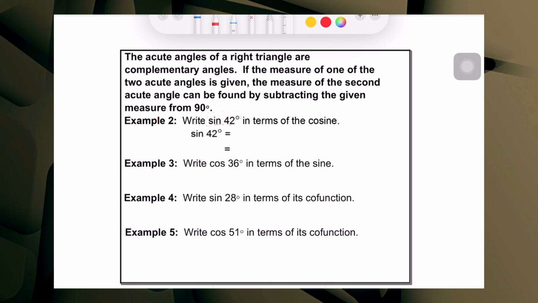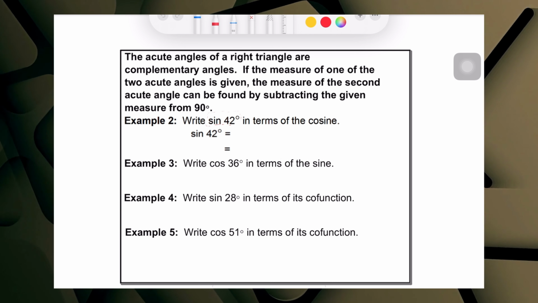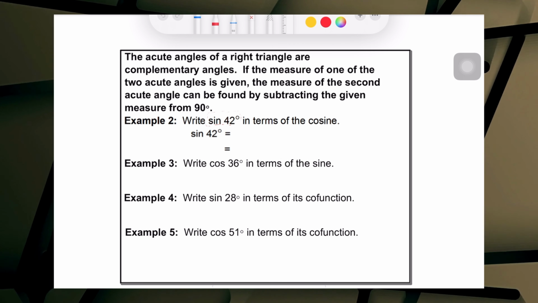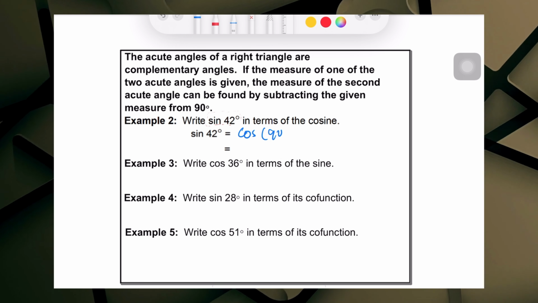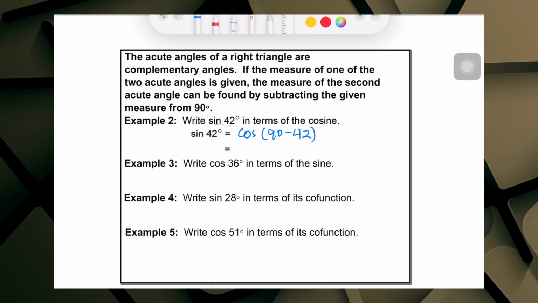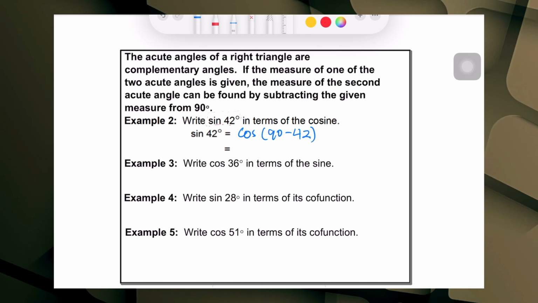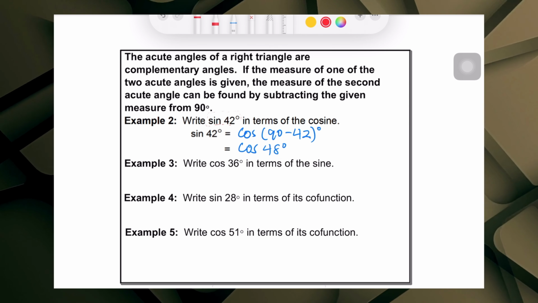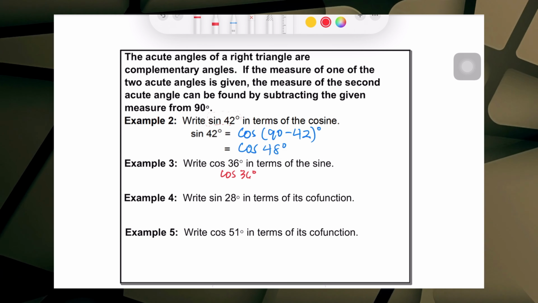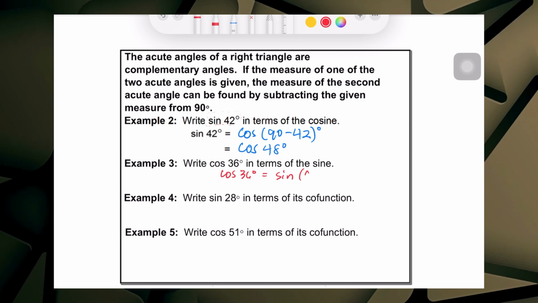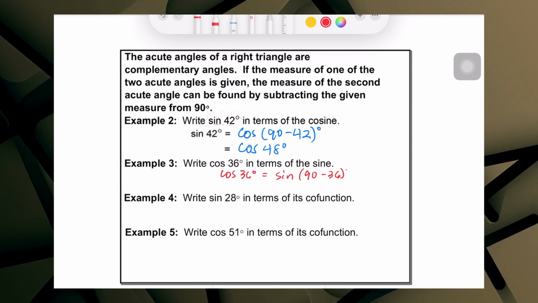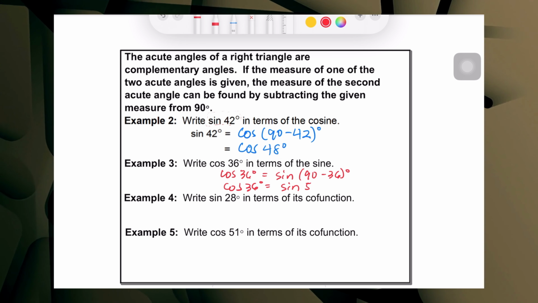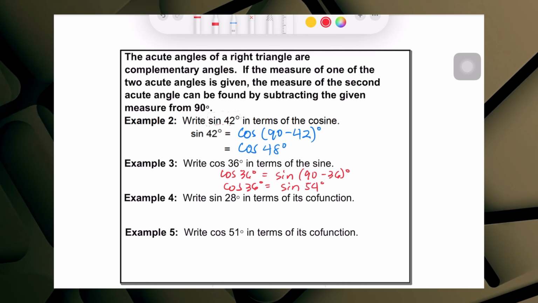Let's take a look at example 2. Write sine 42 degrees in terms of cosine. So sine 42 degrees is equal to cosine of 90 minus 42. Therefore, sine 42 degrees is equal to cosine of 48 degrees. Now, cosine of 36 degrees is equal to sine of 90 minus 36 degrees, which is equal to sine 54 degrees. And work out the other two examples.